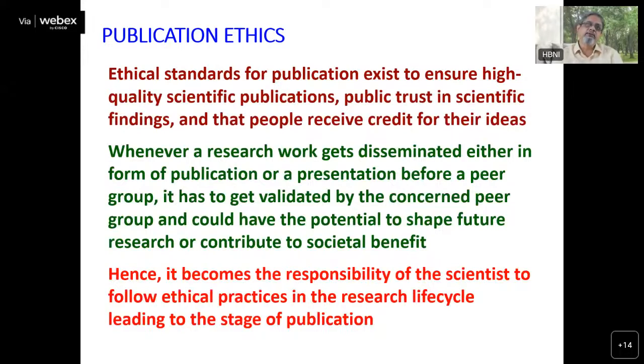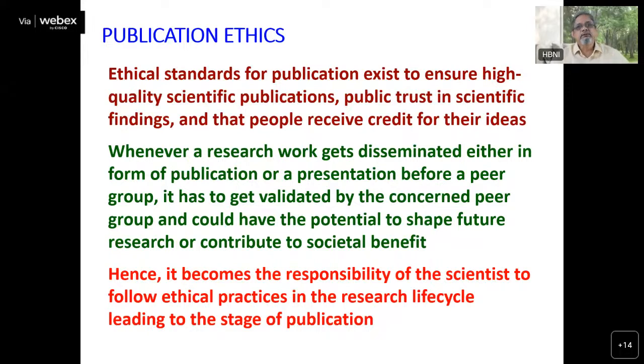So that's the reason why you would like to publish. But then what are the problems or issues which you face when it comes to publication? There are certain ethical standards which are required for publication also. And why are they required? This is to ensure that the quality of your scientific publication remains high, and the public trust in your research findings is maintained. And finally, of course, people receive credit for their ideas.